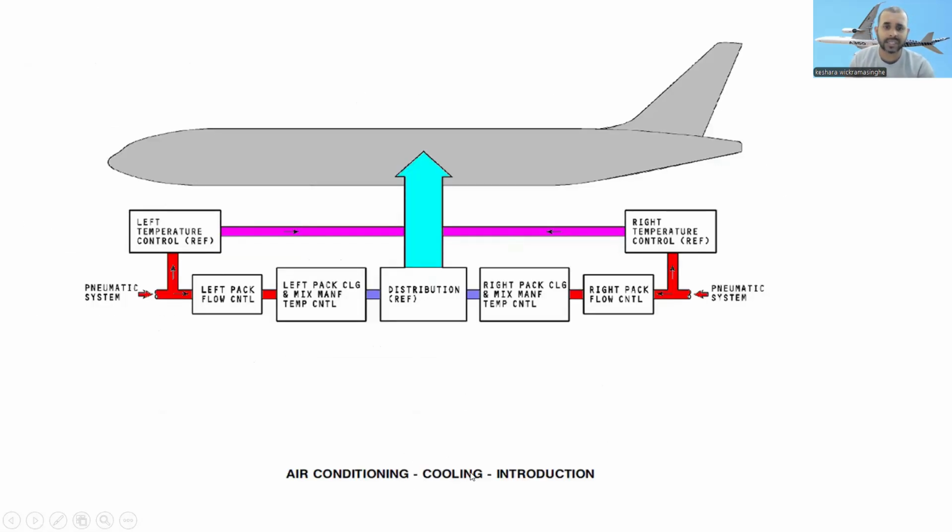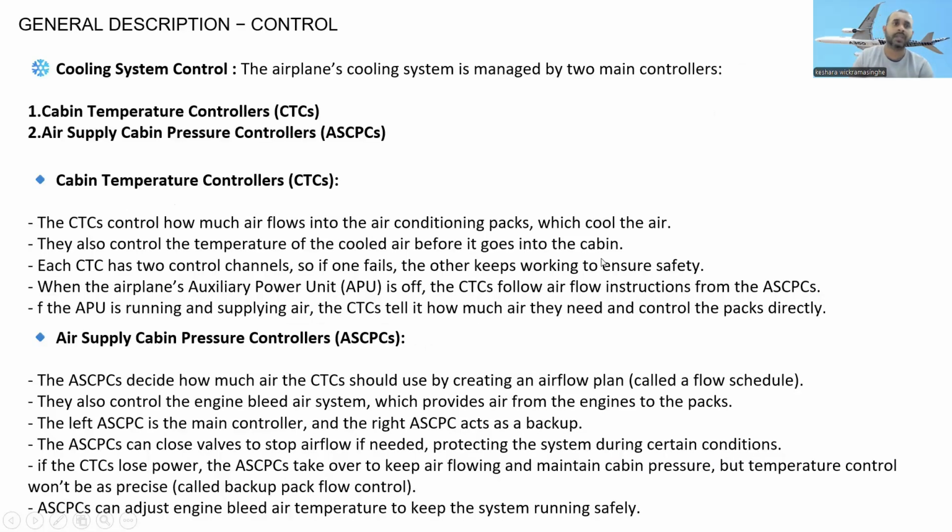This is the aircraft. You can see the cooling system. The pneumatic systems come from the left side, then the right side. Let's go to the left pack control, then the right pack control, and then the left pack control and mixed manifold control. And this is the right pack control and mixed manifold control. Then go to the distribution. They distribute to the aircraft. And this is the left temperature control here and the right temperature control. Just remember it.